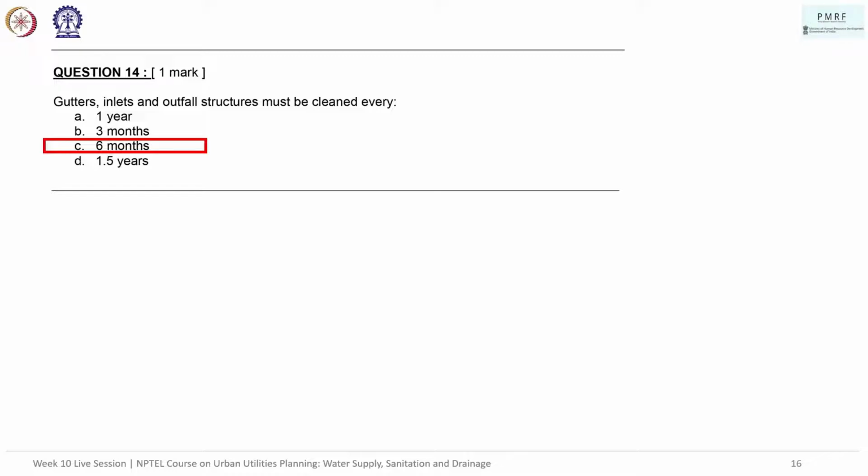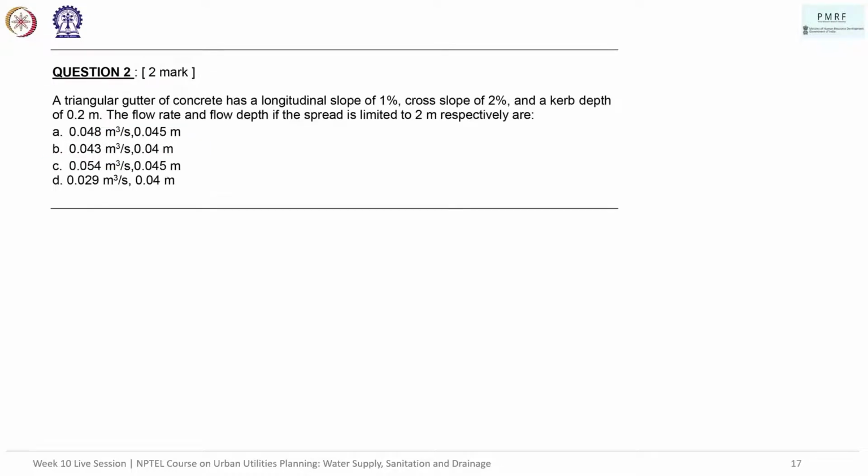So moving on to the numerical. A triangular gutter of concrete has a longitudinal slope of 1%, a cross slope of 2%, and a curb depth of 0.2 meters. The flow rate and flow depth, if the spread is limited to 2 meters respectively, are, and we have a few options.